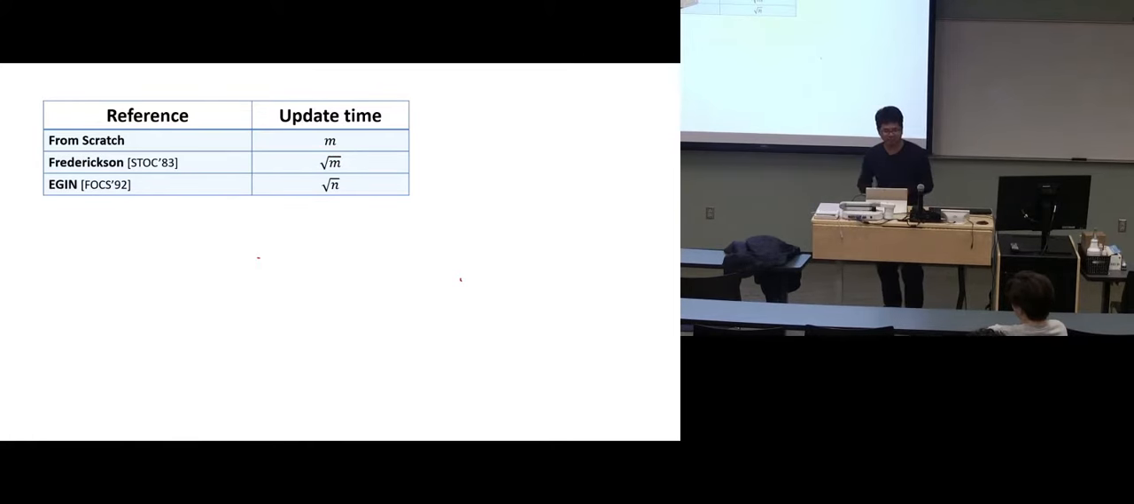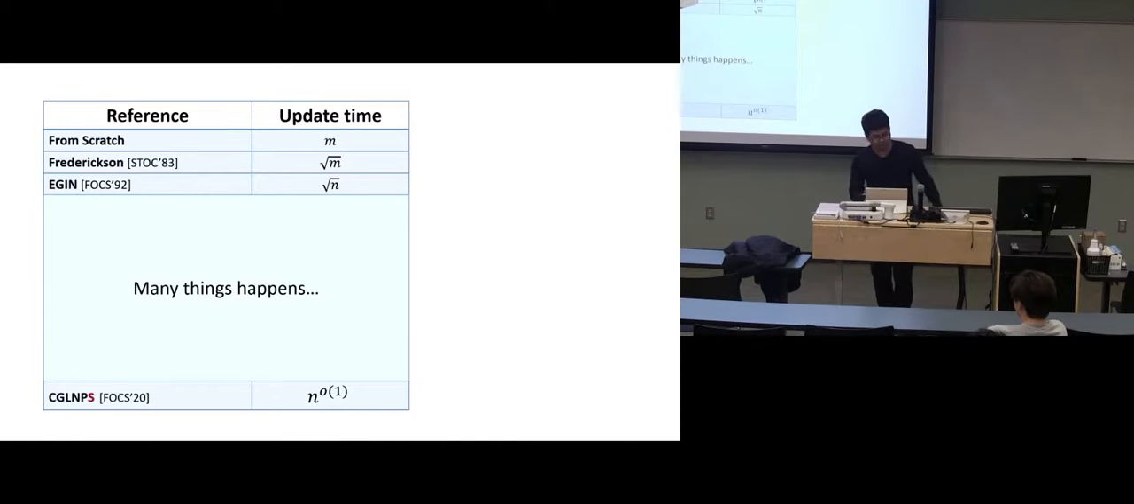So that's fast. Then some few years after that, people showed how to get root n, and n is less than m if the graph is connected. Like, you will assume that m is at most n. So yeah, that's faster. And then many things happened. And then a few years ago, my co-author and I actually managed to show that we can improve from root n to just n to the little o(1).